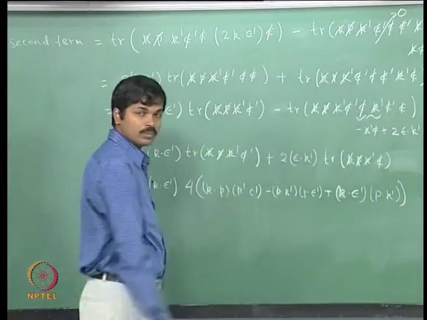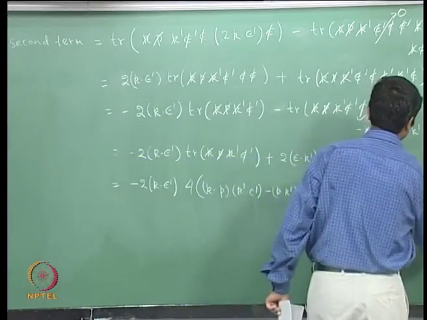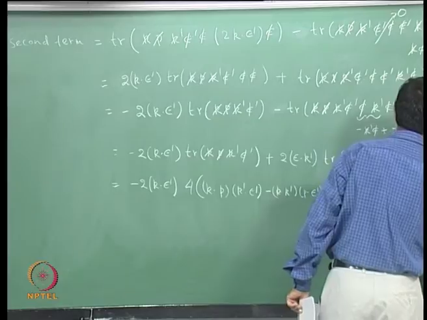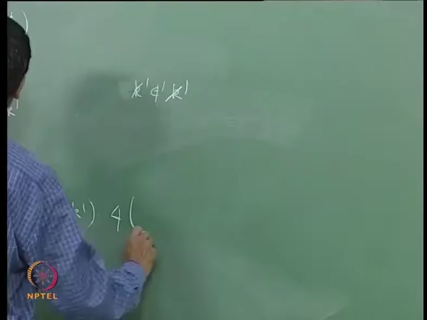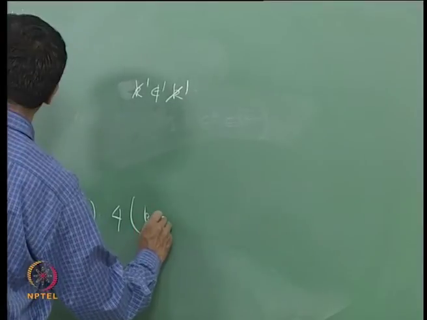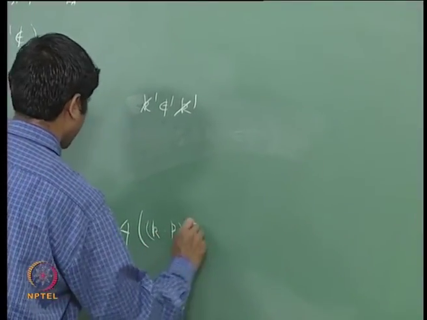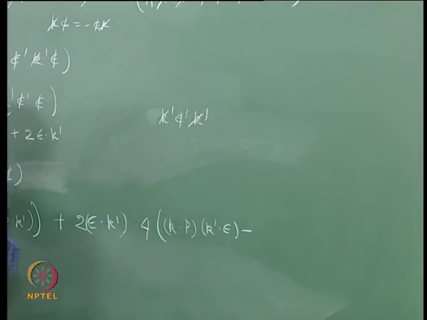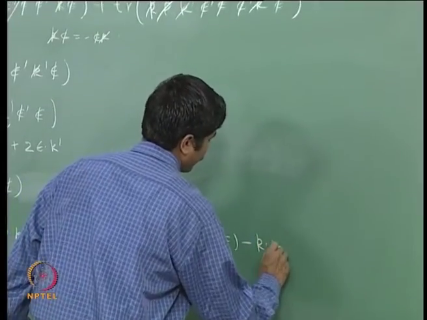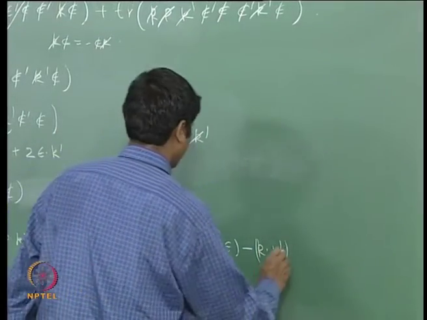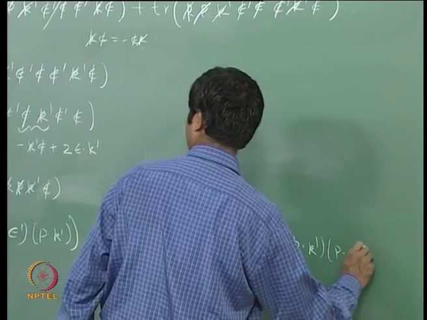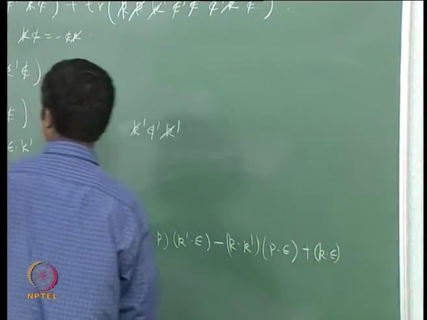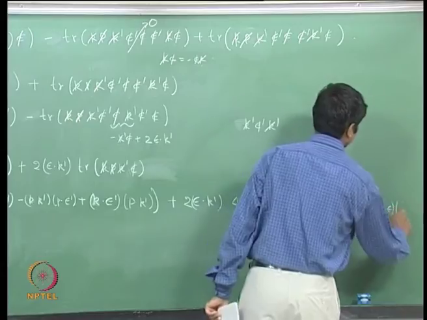That is for the first term, and then similarly for the second term I have twice epsilon dot k prime times 4, k dot epsilon, k dot p, k prime dot epsilon, minus k dot k prime, p dot epsilon, plus k dot epsilon, p dot k prime.